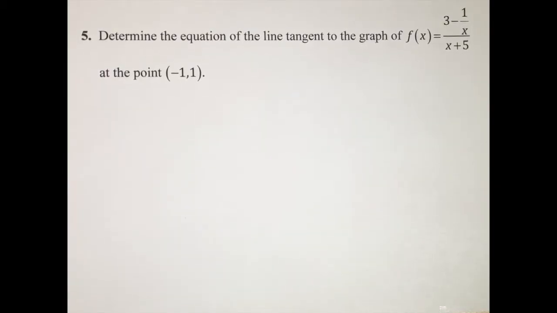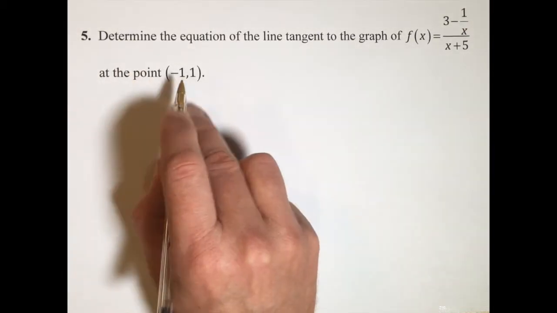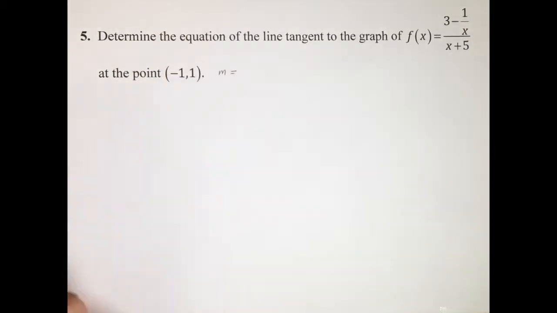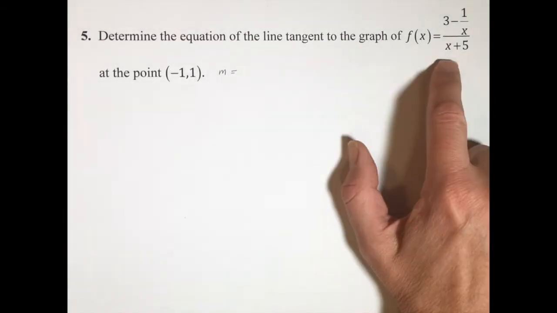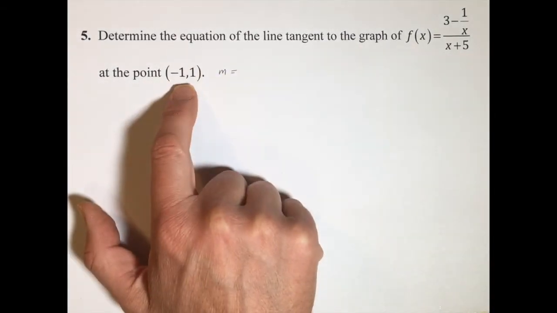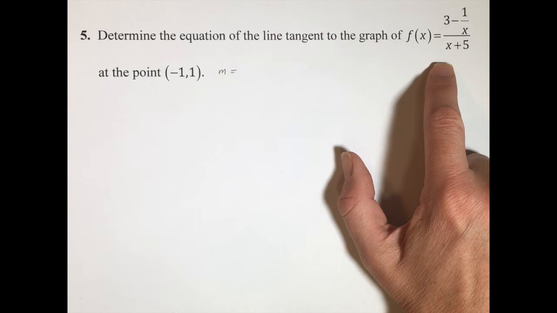Let's look at one last example. Determine the equation of the line tangent to the graph of f of x at the point negative 1, 1. Well, I know to determine the equation of a line, I need a point and a slope. I have a point, all I need is a slope. And of course, to get the slope of this graph at the point negative 1, 1, I need the derivative.